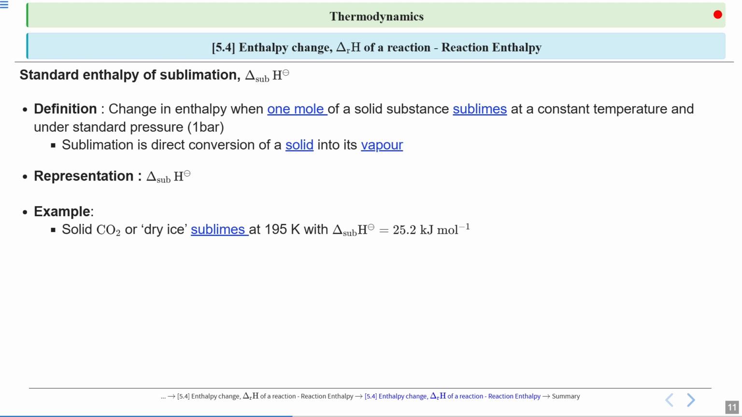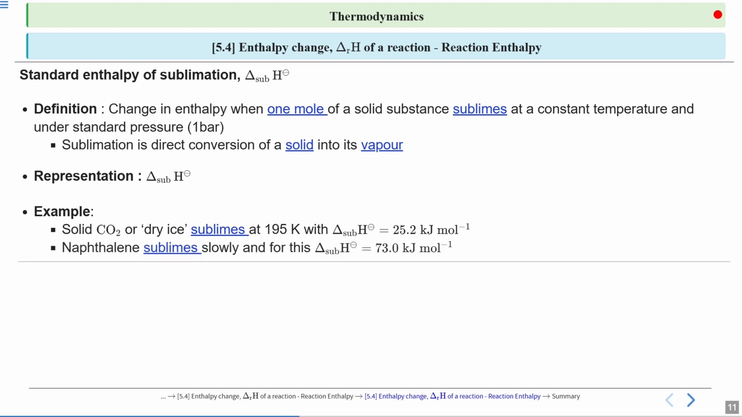We are taking the example of solid carbon dioxide, known as dry ice. Now this dry ice, if we take it at 195 Kelvin, is directly converted into gas. And the enthalpy change related with the process is 25.2 kilojoule per mole, which is your standard enthalpy of sublimation.